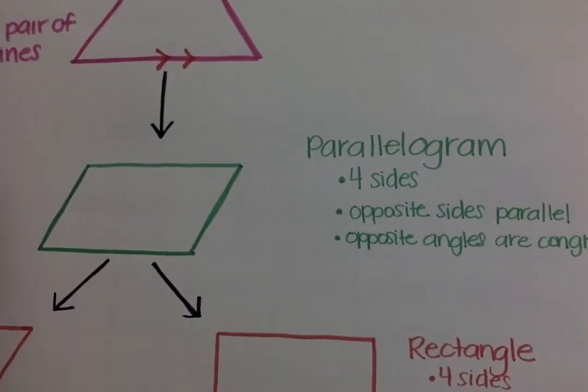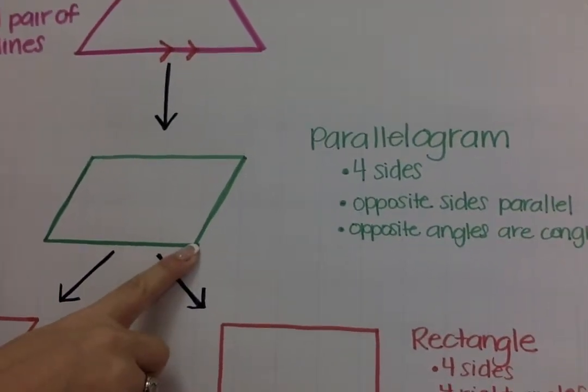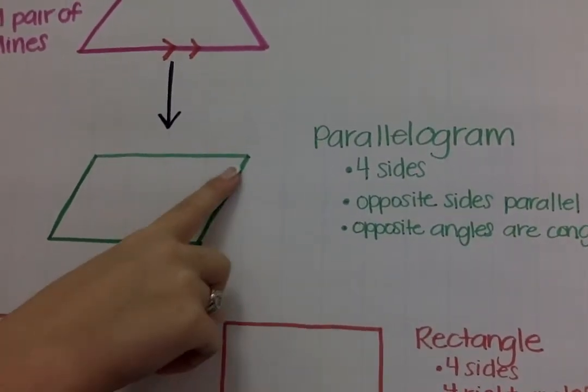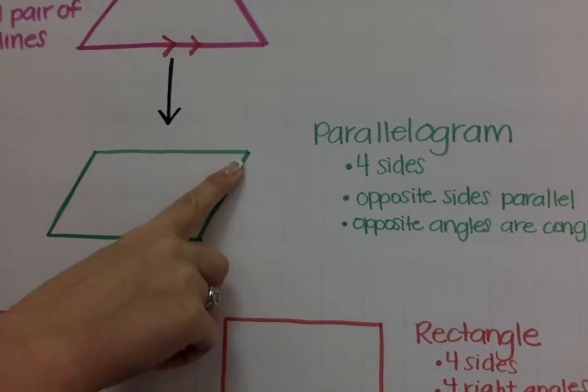That means that on this shape here, this angle is going to be the same as this angle measurement, and this angle measurement is going to be the same as this angle measurement.